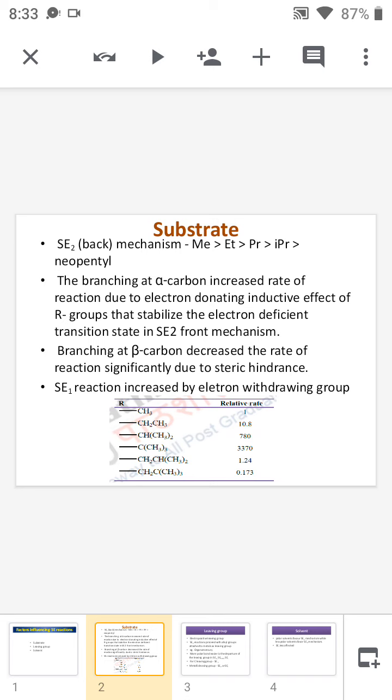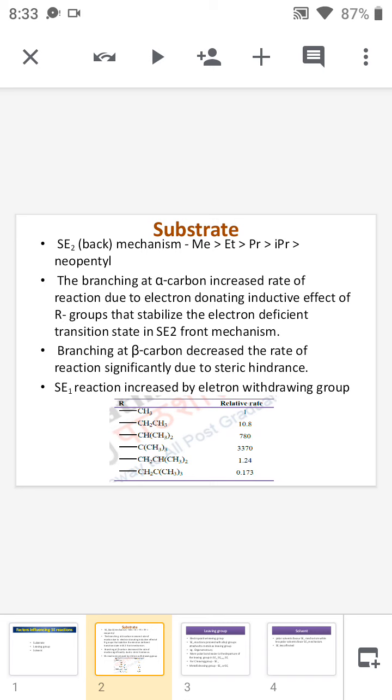So for SE2 backside mechanism, the preferred order of the substrate is methyl greater than ethyl greater than propyl greater than isopropyl, etc. This is to reduce the steric hindrance in the chemical reaction. So see, the second point is, see the table in the bottom of the slide. So first one is methyl, second one is ethyl, third one is the propyl.